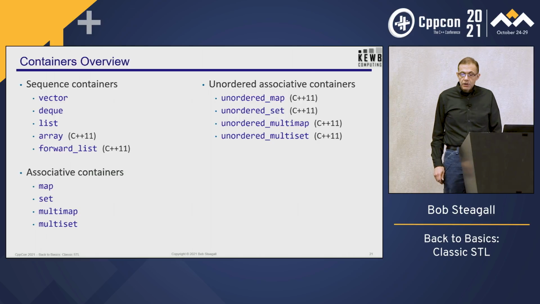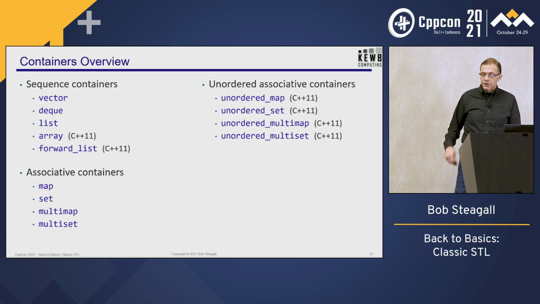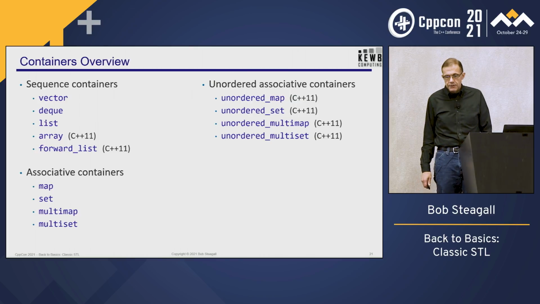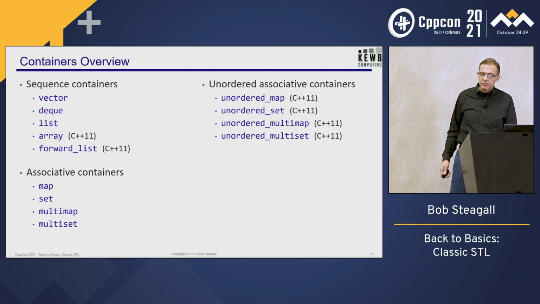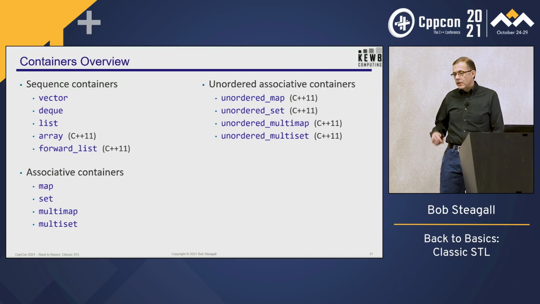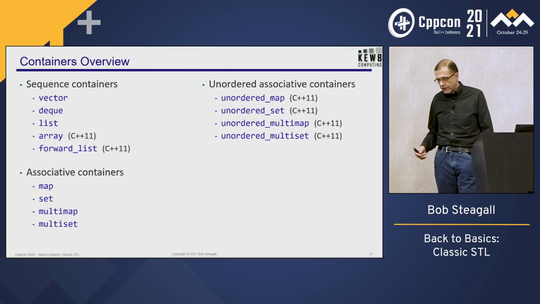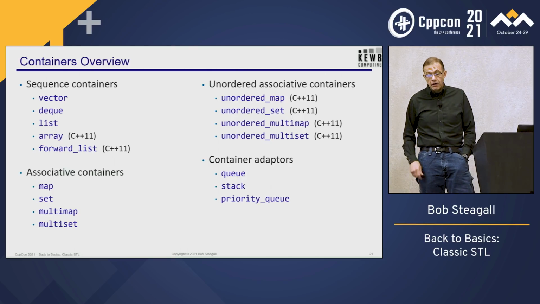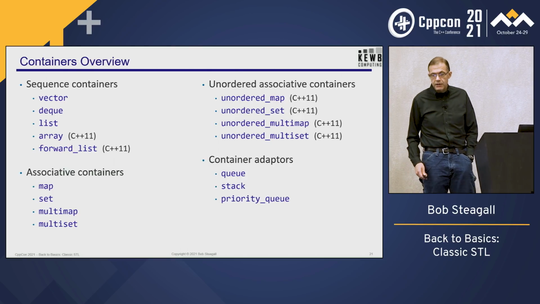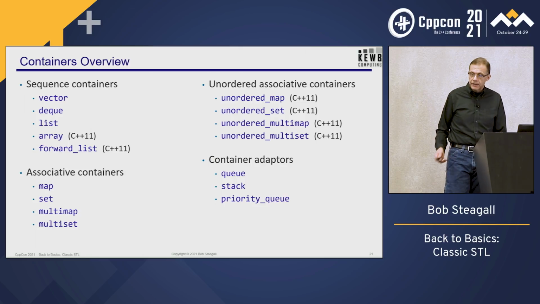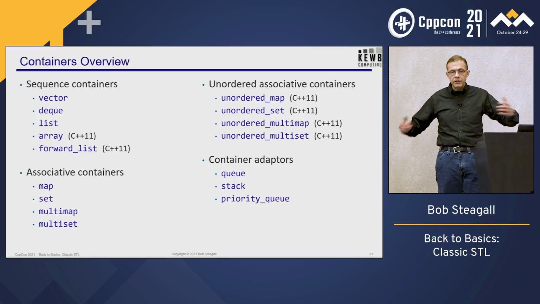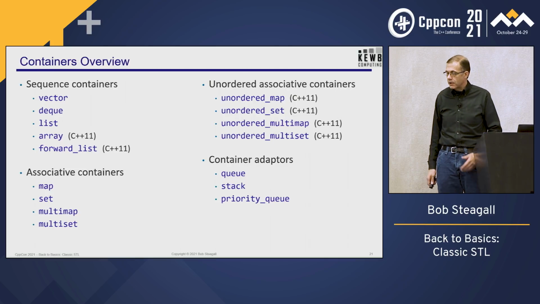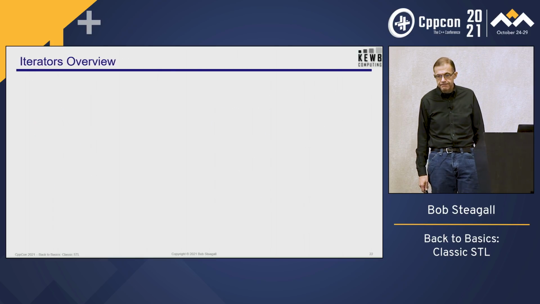We have the unordered associative containers, and these came in with C++11, and these are essentially implemented by hash tables. So the hash function manages the internal ordering. We can observe the ordering, but we can't change it. And then from the original classic STL, we have container adapters. We have queue, stack, and priority queue, which are essentially wrappers around some concrete containers that provide the necessary runtime properties.